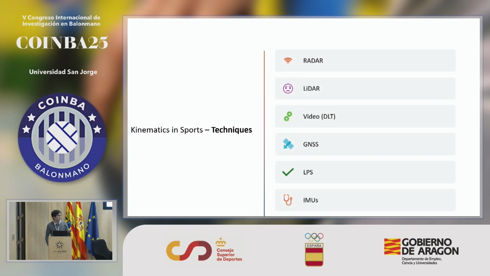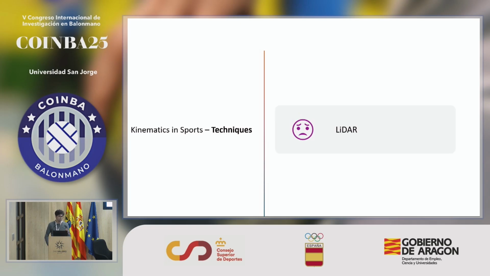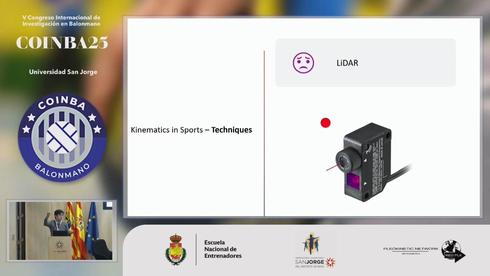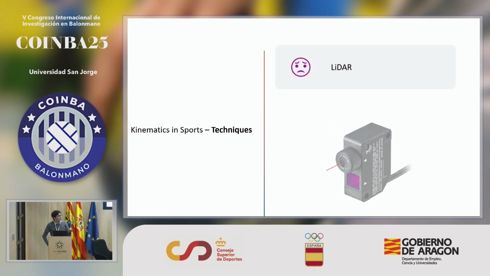Then the LiDAR. This is like a laser that we point to the player, and it measures the position that the player is from the laser, and from there we can measure the velocity. But in a handball game it is impossible to use this, because we would have to be moving the laser every time the player moves.